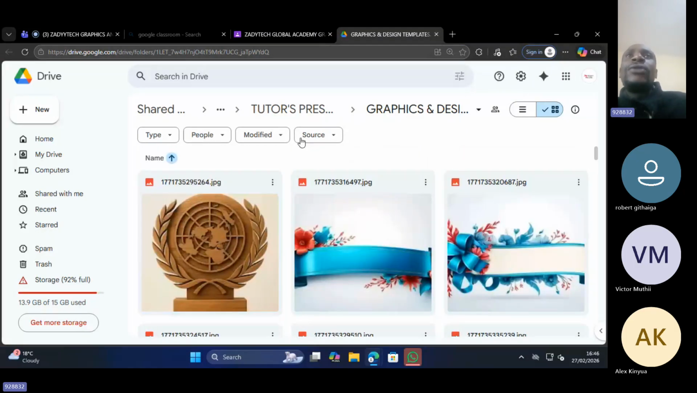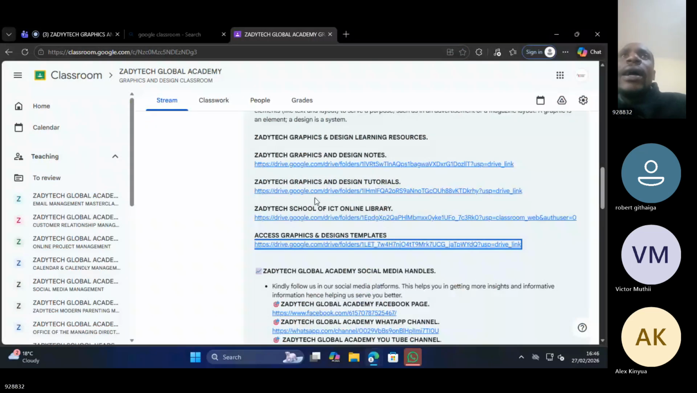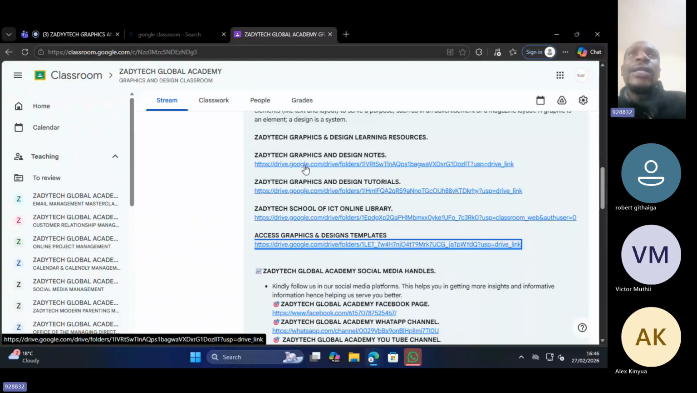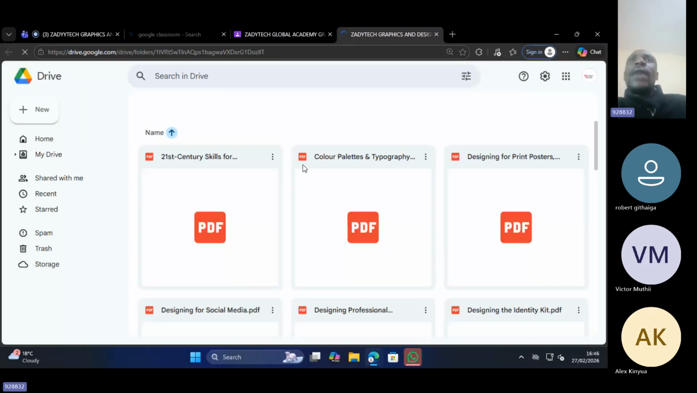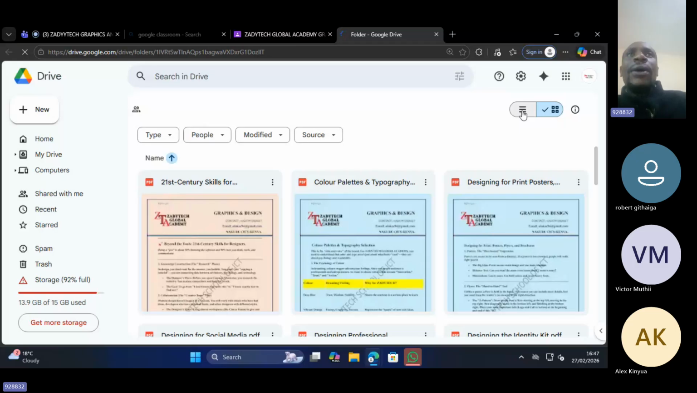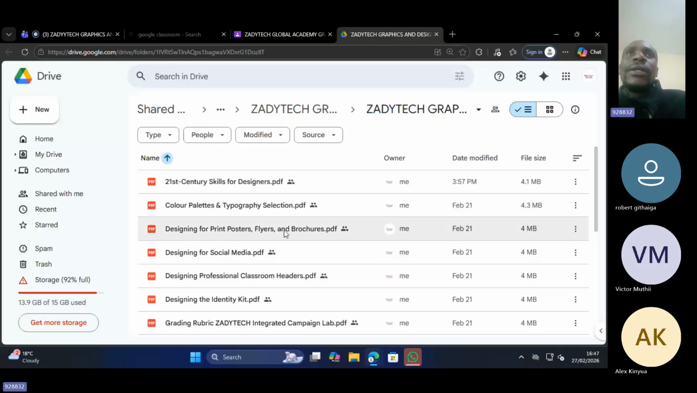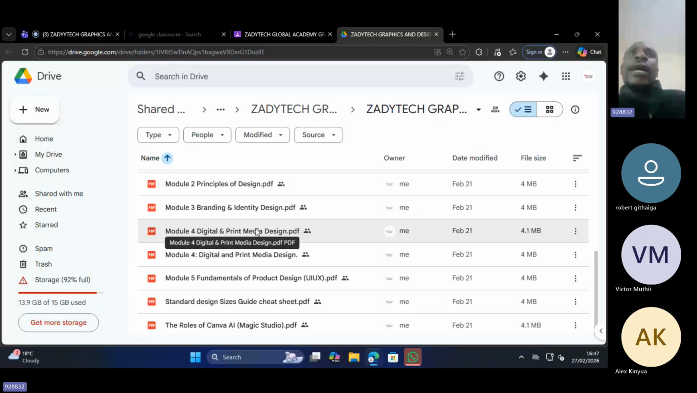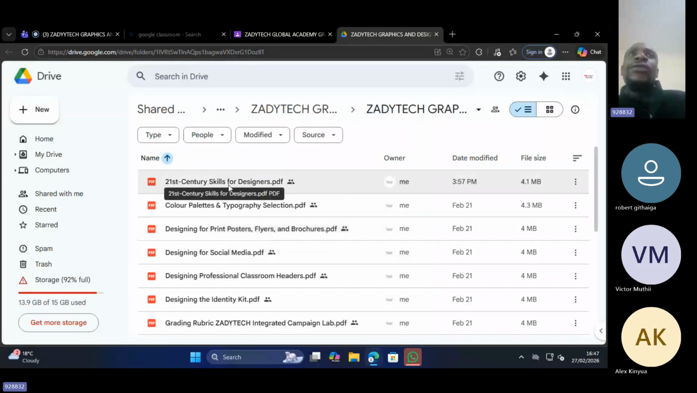Yes, going back to the Google Classroom now. I'm going back to the graphic and design notes, the second part. You can see where my mouse is. So I'm going to the Google Classroom, our classroom notes, and there we have our notes. You can see our notes are here. And this way you access your course notes. I think I showed you these notes yesterday.